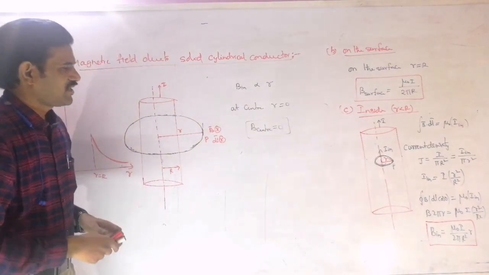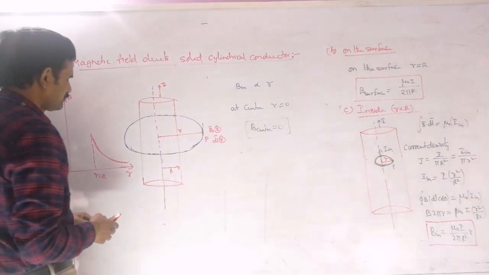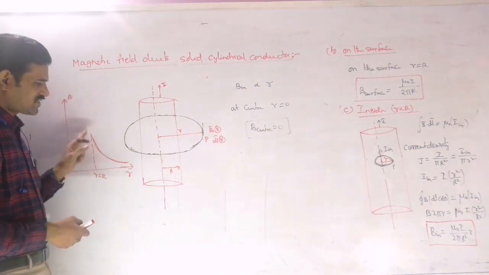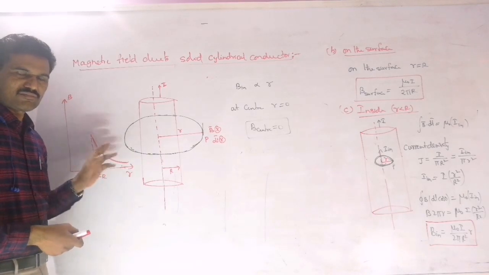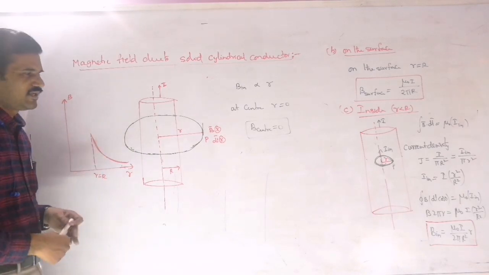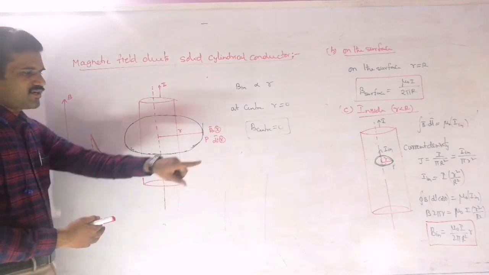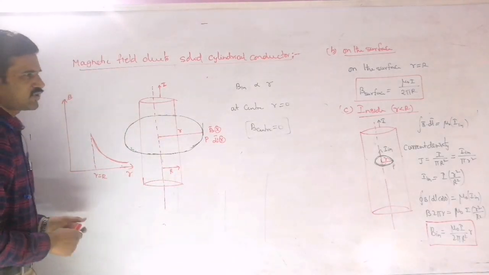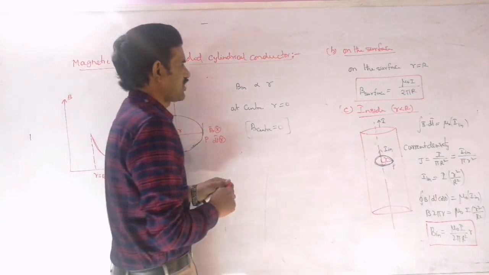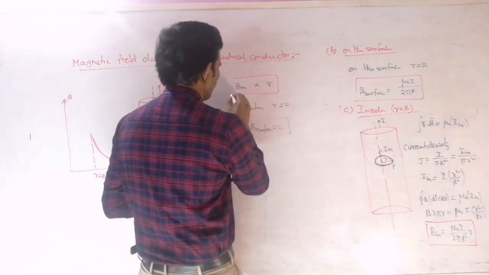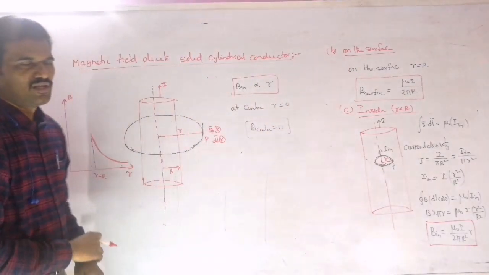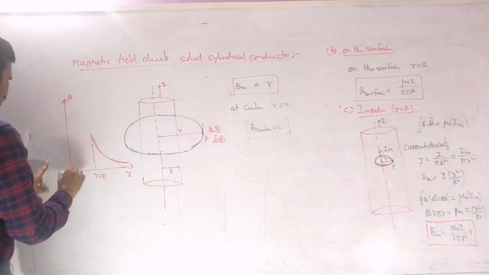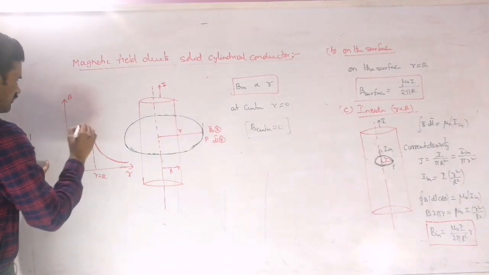Graphically, outside and on the surface this part of the graph will remain the same as that of our hollow conductor, but additionally we now get the magnetic field inside. You can observe that the magnetic field inside is directly proportional to r. Directly proportional to r means you will get a straight line passing through the origin, right?